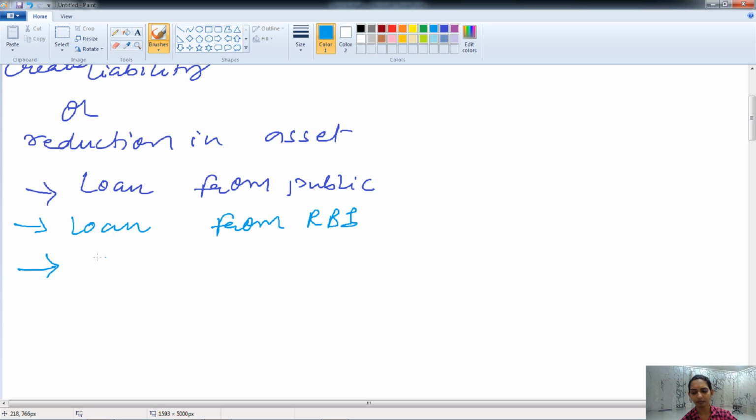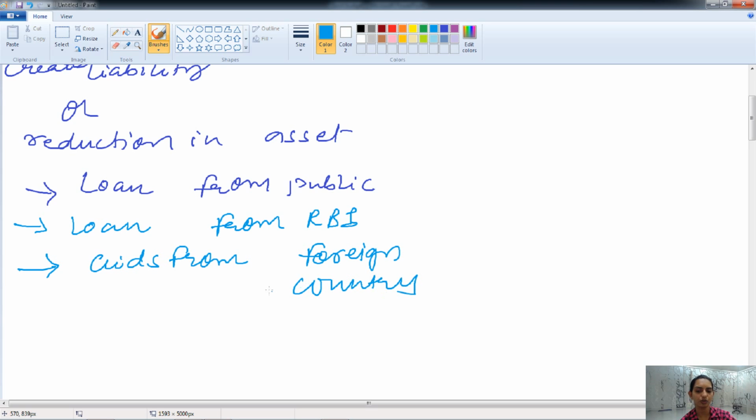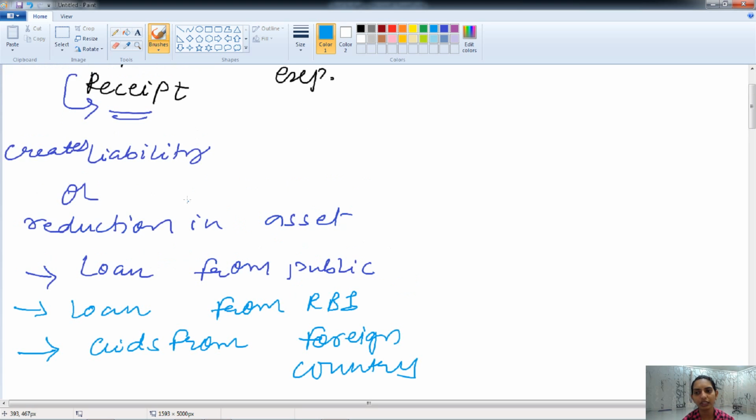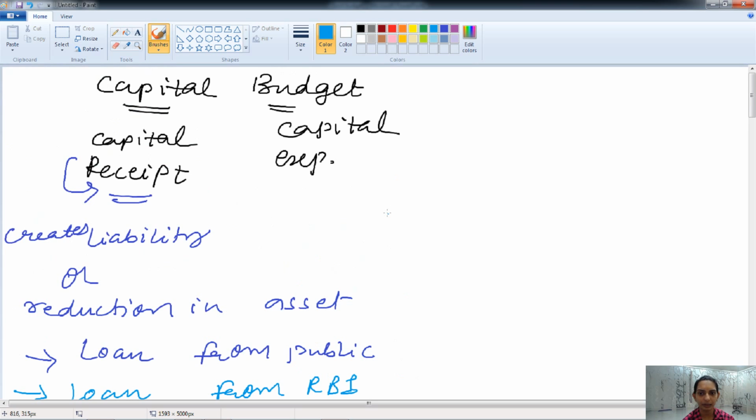Okay. Then the other one is the aid from foreign countries. It is also known as the capital receipts. Okay, and receipts from the small saving schemes, for example the PF, etc. Okay, that is also inclusive in the capital receipt.